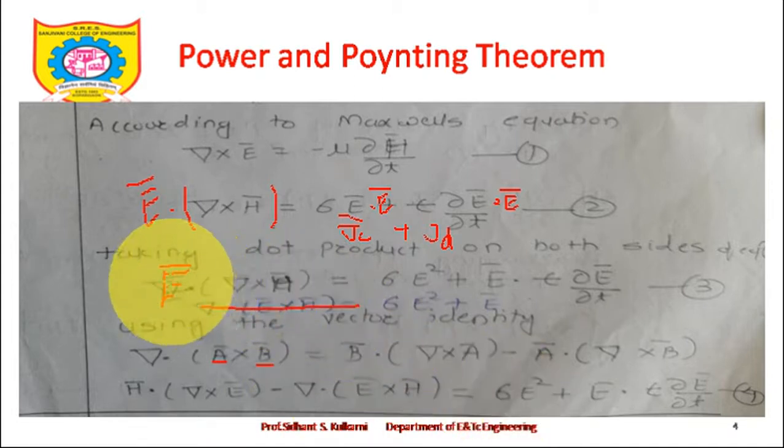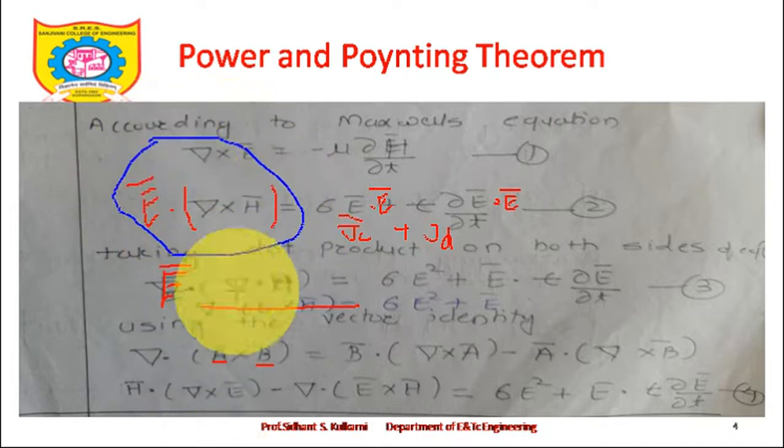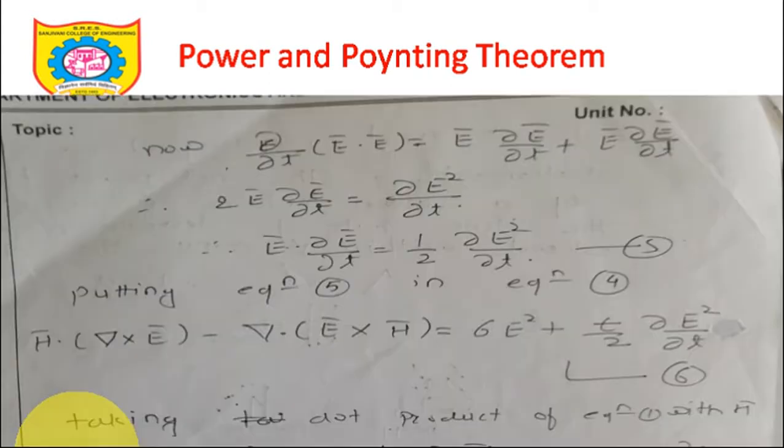I have just replaced the LHS, this LHS, I will use a blue color marker. This LHS I have replaced by using this vector identity. So H bar dot del cross E bar minus del dot E bar cross H bar is equal to sigma E square plus E bar dot epsilon dou E bar by dou T. This is our equation number 4. For getting this equation, you just put, instead of A bar you put E bar, and instead of B bar you put H bar, and you will finally come to this particular conclusion. Now we need to simplify further.